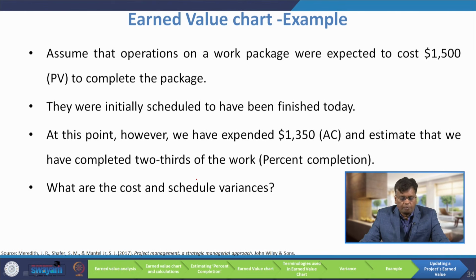Assume that operations on a work package were expected to cost $1,500. So, the planned value is $1,500 to complete the package. They were initially scheduled to have been finished today, but at this point we have expended $1,350, that is the actual cost, and estimate that we have completed 2/3 of the work. So, the percent completion is 2/3 of the work. What are the cost and schedule variances?